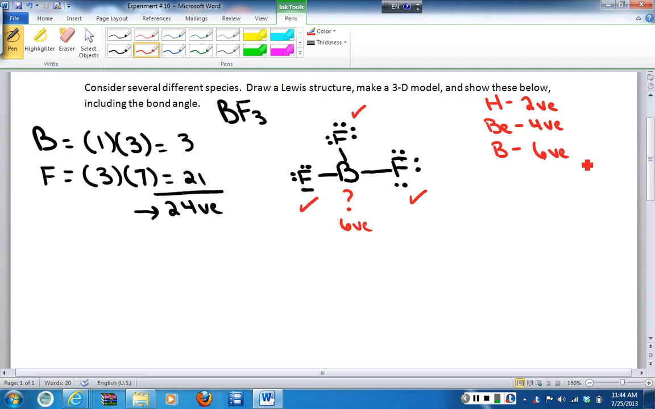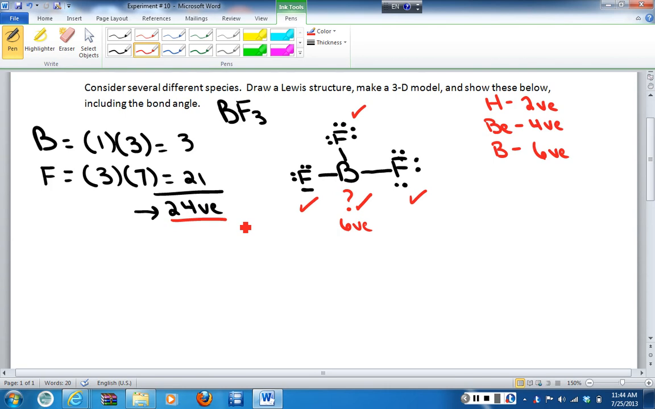So if we look at boron, we see it has 6 valence electrons. What that means is that it has an octet. So everything has an octet in the molecule, and we've used all 24 of our valence electrons. So we know that this is the correct Lewis structure for boron trifluoride.